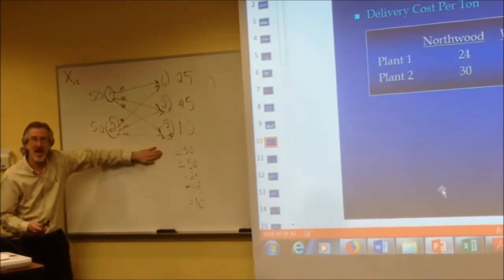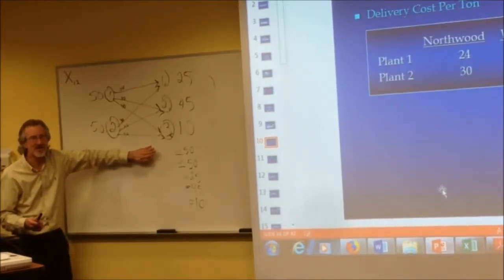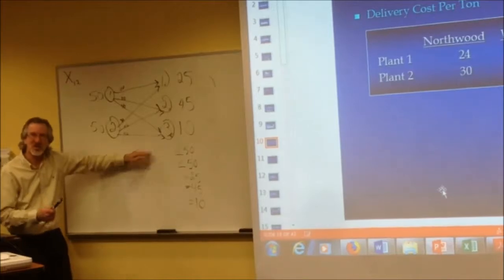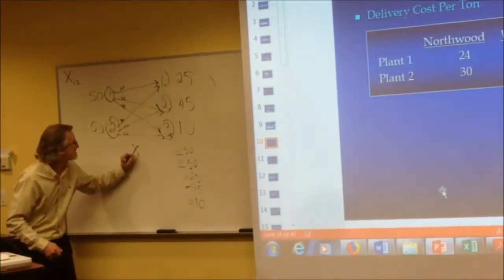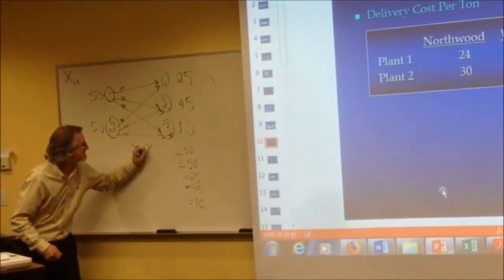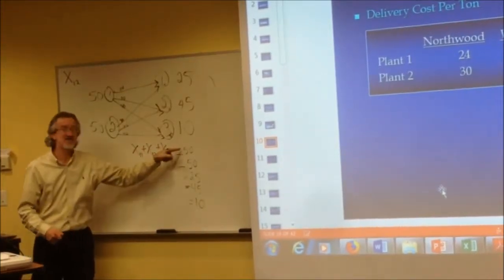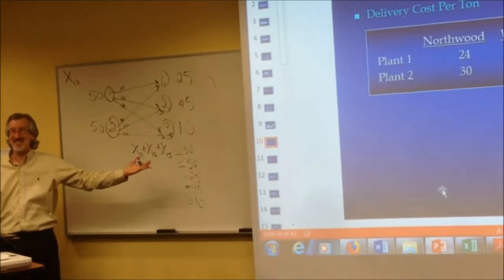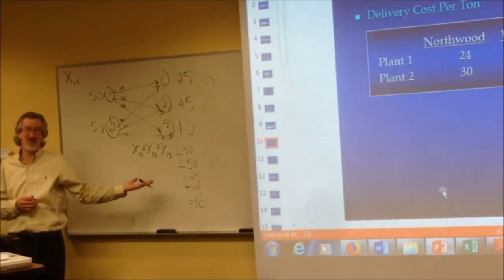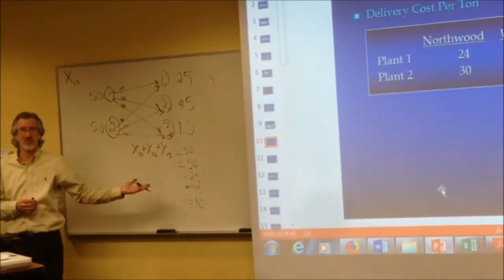Three variables in this one constraint. I told you how to write them out. Help me out. X11 plus X12 plus X13, less than or equal to 50. That's how easy this is. You could write this whole thing.